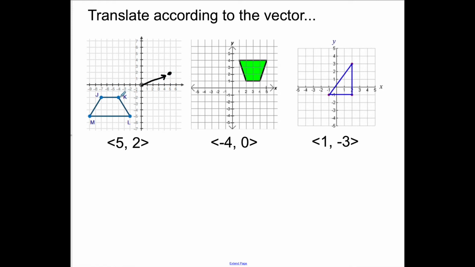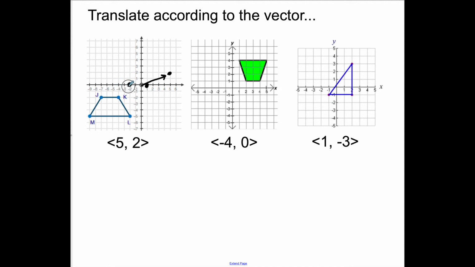So K. Let's start with K. So we're at 4, -4, -2. So we're going to go 1, 2, 3, 4, 5, 1, 2. Okay, J. And you could even go the other way. Watch. 1, 2, 1, 2, 3, 4, 5.